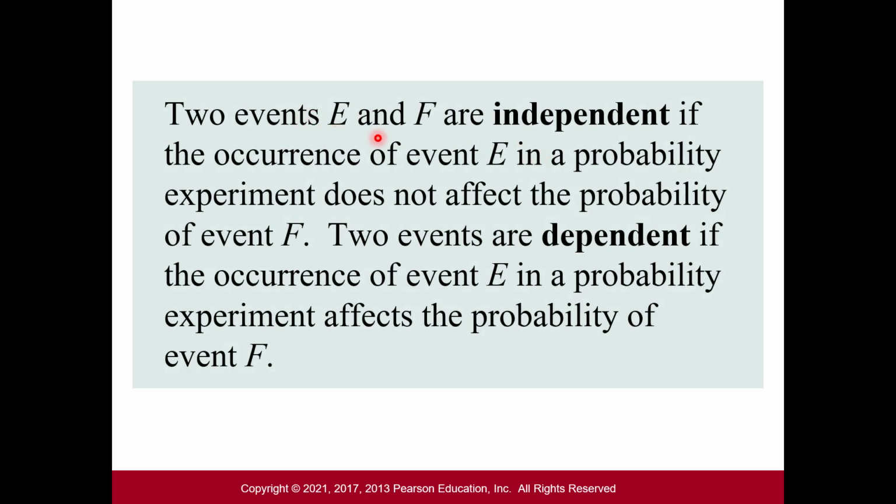Two events, we're going to call them E and F, are independent if the occurrence of event E in a probability experiment doesn't affect the probability of the other event, event F. Two events are dependent if the occurrence of one event, we'll say E, in the experiment actually affects the probability of the other event.